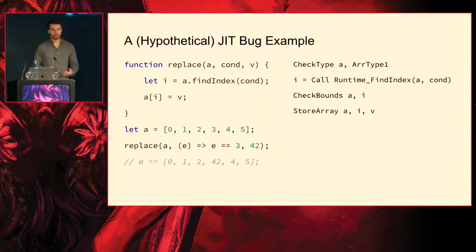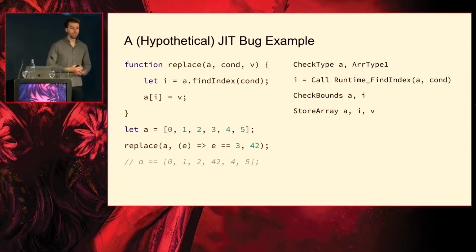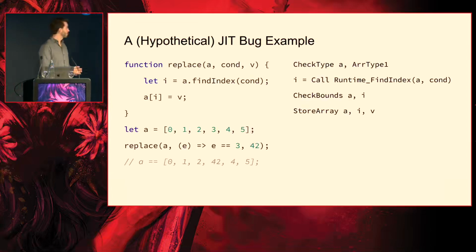And then this function takes that index and sets the value to the provided one. So now, if you did a similar thing as we did before, you would maybe end up with this code where it does a type check that A is an array, calls into the runtime, does a bounds check, and stores into the array.